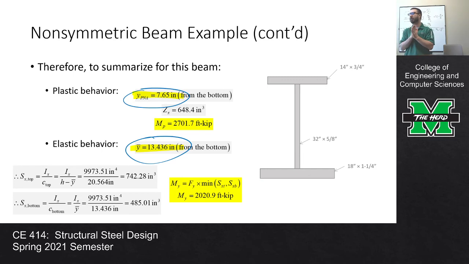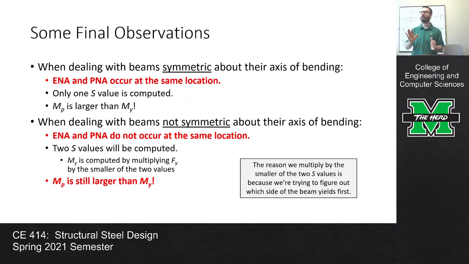Okay, next time we're going to use some of this stuff, particularly looking at the Z values, in order to compute the capacity of rolled shapes. The other final observation, just to summarize everything: whenever dealing with symmetric sections, when they're symmetric about their axis of bending, the elastic neutral axis and the plastic neutral axis occur at the same location. We only have one S value, and MP is always larger than MY. When dealing with non-symmetric sections, they don't occur at the same location, specifically when not symmetric about the axis of bending.